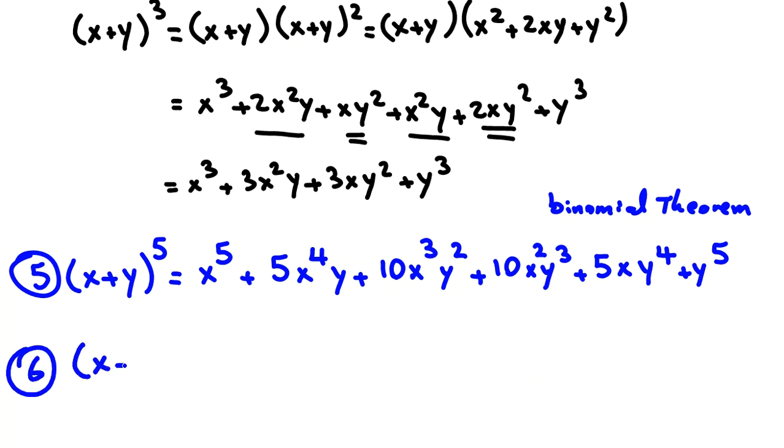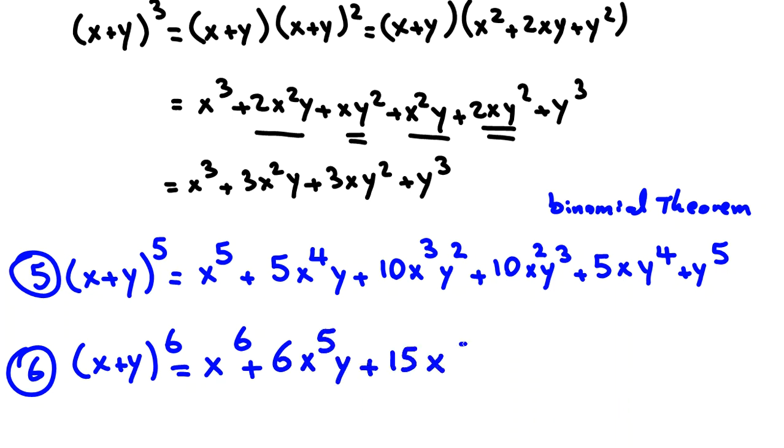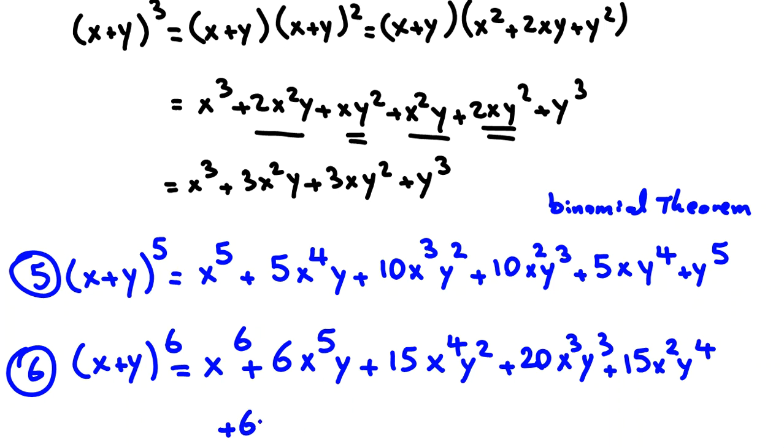The sixth one is x plus y to the power of 6, which is x to the 6 plus 6x^5 y plus 15x^4 y squared plus, what is the next one? It is 6 choose 1, 6 choose 2, 6 choose 3. 20x cubed y cubed plus 15x squared y to the 4 and this one plus 6xy to the 5 plus y to the 6.